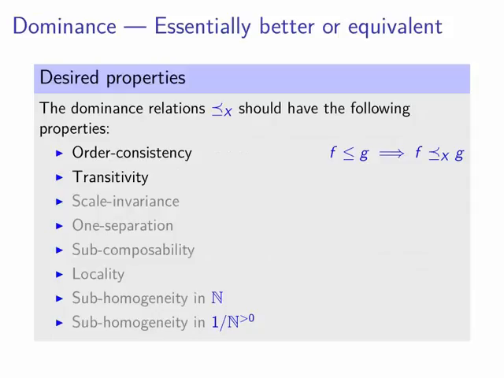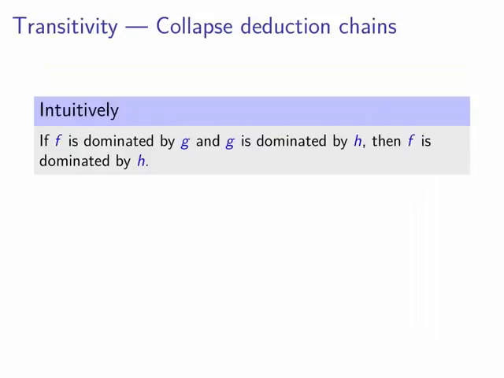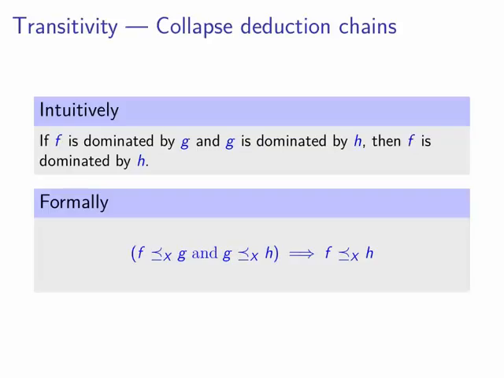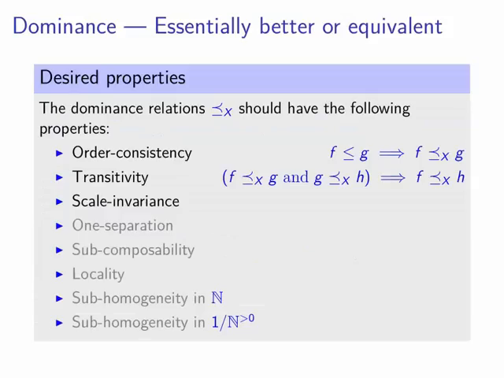The next property is transitivity. If f is dominated by g and g is dominated by h, then f is dominated by h. The next property is scale invariance.